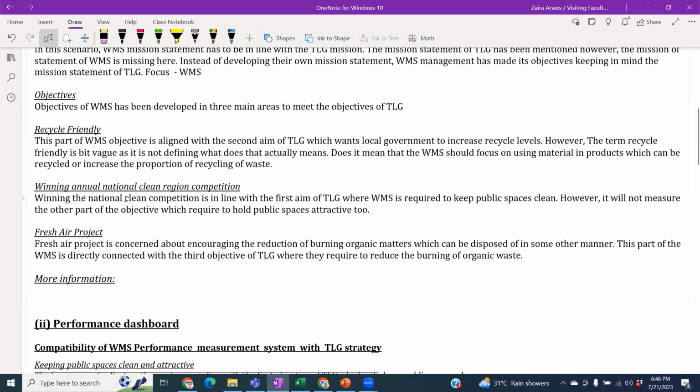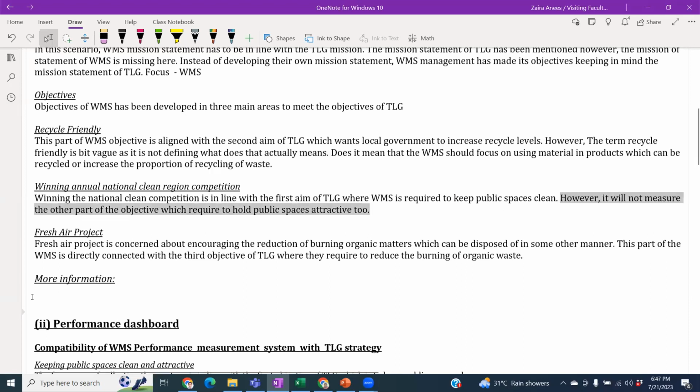Winning the annual national competition is actually connected with the cleanliness part we have identified here. However, it does not measure the other part of the objective, which requires holding public spaces attractive too. I have written it here. Sorry, I have written it here.